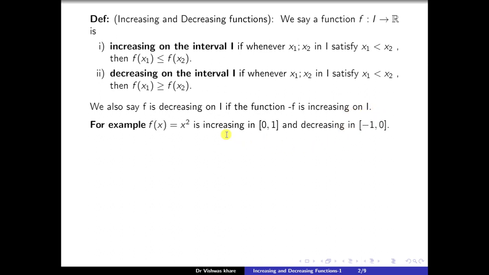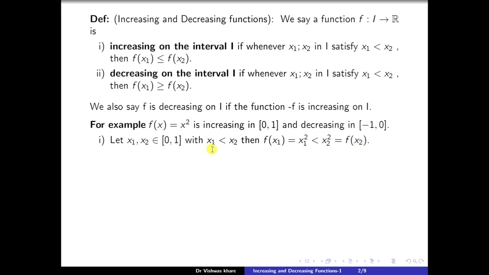For example, f(x) is equal to x square is increasing in closed interval 0, 1 and decreasing in closed interval -1 to 0. Because let x1, x2 are 2 points in closed interval 0, 1 with x1 is less than x2, then we have f(x1), that is x1 square, is less than x2 square, which is the value of function at x2.